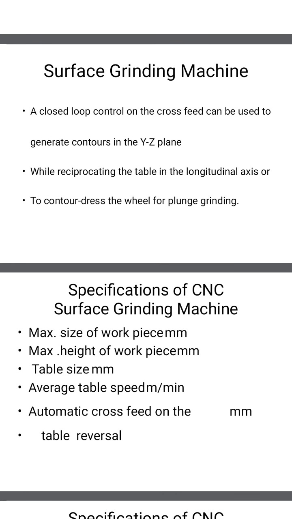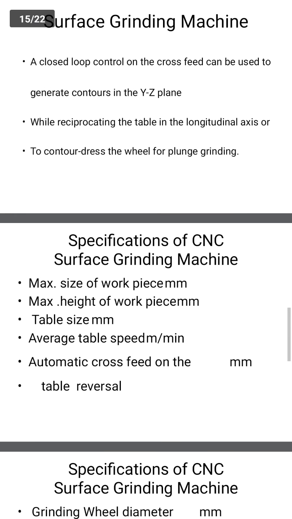Next, specification of CNC surface grinding. What are the specifications of a CNC grinding machine? Maximum size of the workpiece. The size of the workpiece should be maintained according to the check. Next, average table speed. Speed should also be maintained. Automatic cross feed on table reverse. Table size, feed size, spindle drive, all these specifications should be checked.